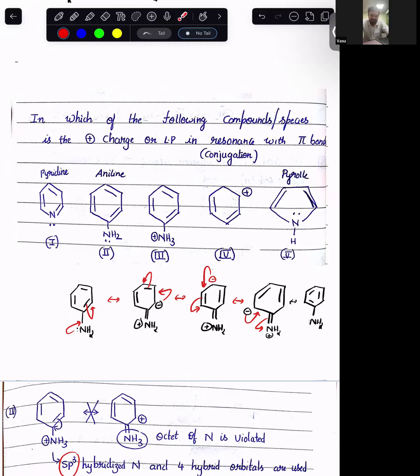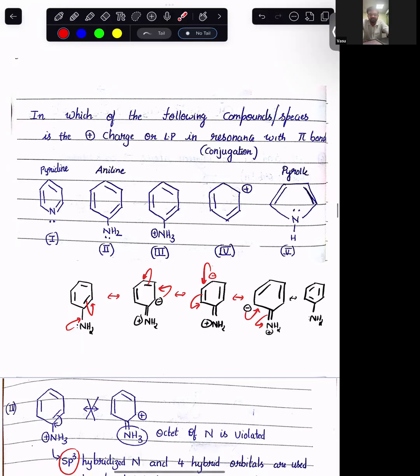Okay. I need to draw and check once myself. Are there any other major contributors? No, these are the main ones. Nitrogen bearing a positive charge will be the main ones. Okay. The contribution of the original structure will be higher because it has no charges.